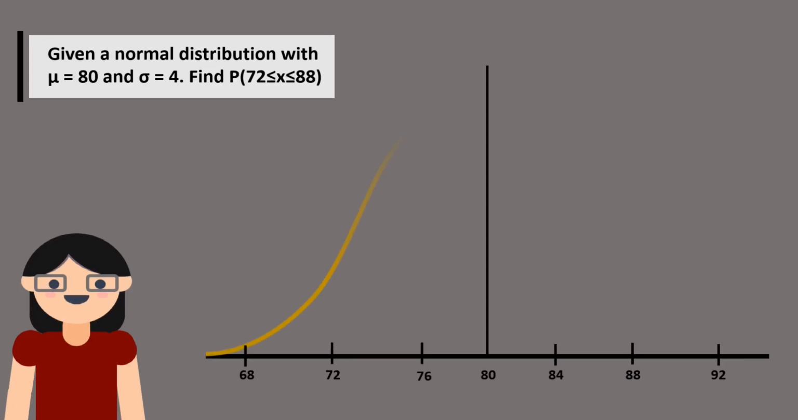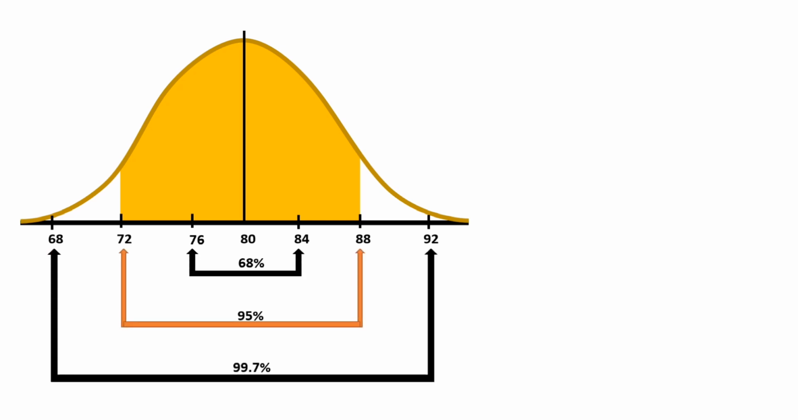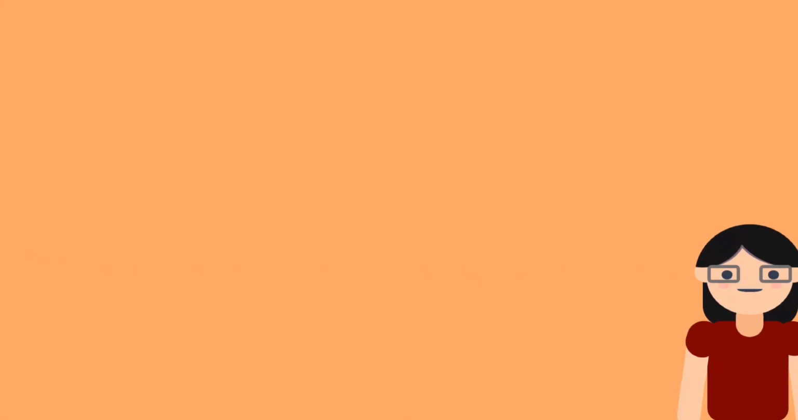Again, we're looking for the percentage between 72 and 88. As you can see from the graph, here is 72 and here is 88. And we are looking for the shaded part here. Both 72 and 88 are 2 standard deviations below and above respectively from the mean. And from the empirical rule, 2 standard deviations away from the mean has a percentage of 95. So there we have our answer. The percentage between 72 and 88 is 95%. Did you get the same answer?